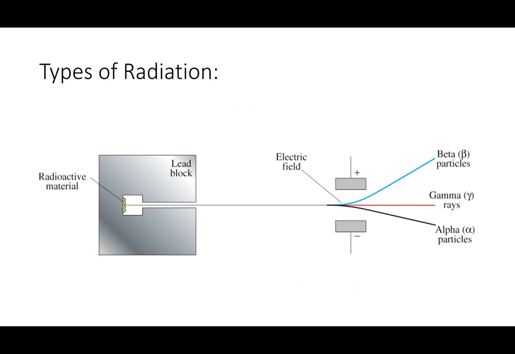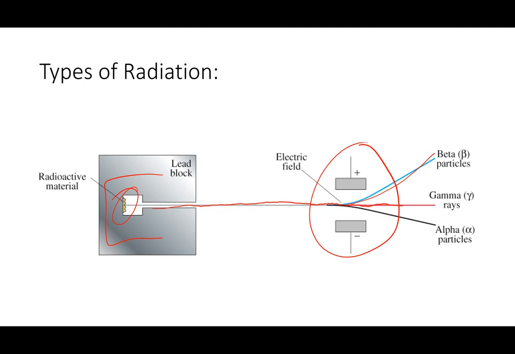So, types of radiation. There are three main types of radiation we will talk about. If you have a radioactive material here, contained inside of a lead block to prevent it from reaching you, you can see that it would emanate out. And if you had an electric field, this is similar to J.J. Thomson's experiment, where he had a magnet here with two poles, positive and negative. You can see the effect on these particles.